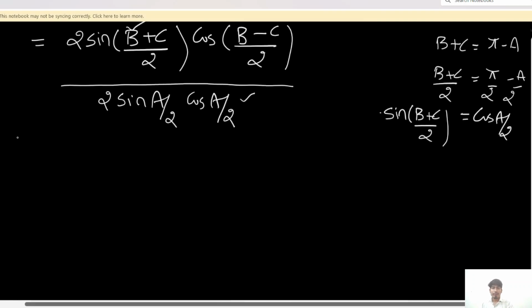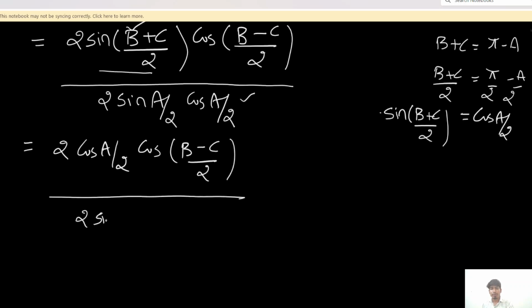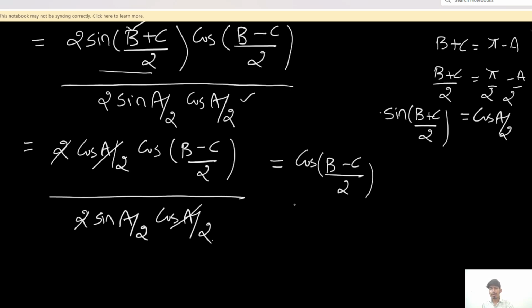Yeah, can we write this? 2 into this is cos A upon 2, and this is cos of B minus C upon 2, upon 2 sine A upon 2 and cos A upon 2. Can we write this? Yes. Then the 2 cancels by 2, cos A upon 2 cancels by cos A upon 2, then this becomes cos of B minus C upon 2 upon sine A upon 2, okay student. And this is equal to RHS.